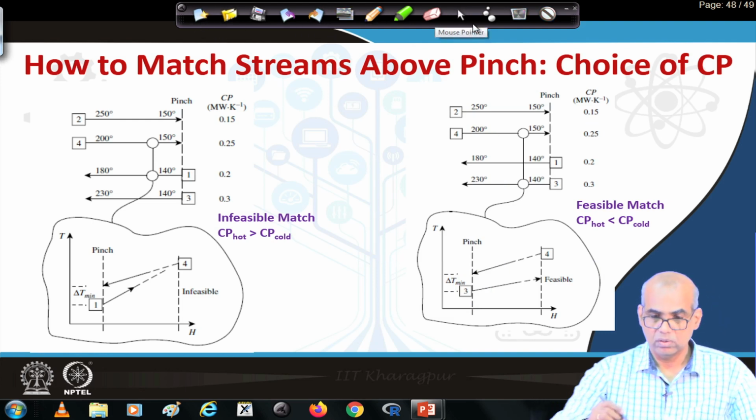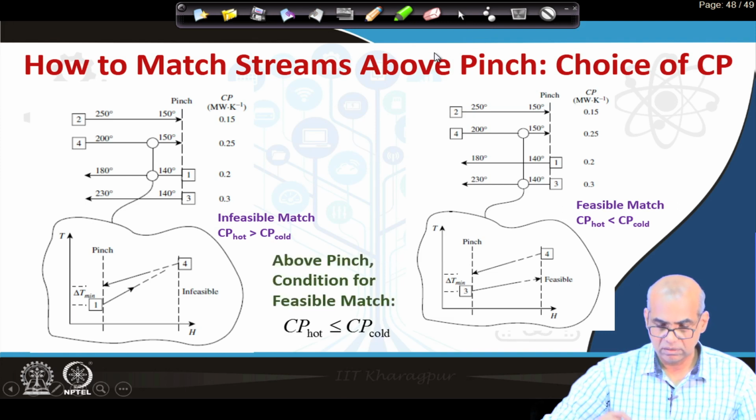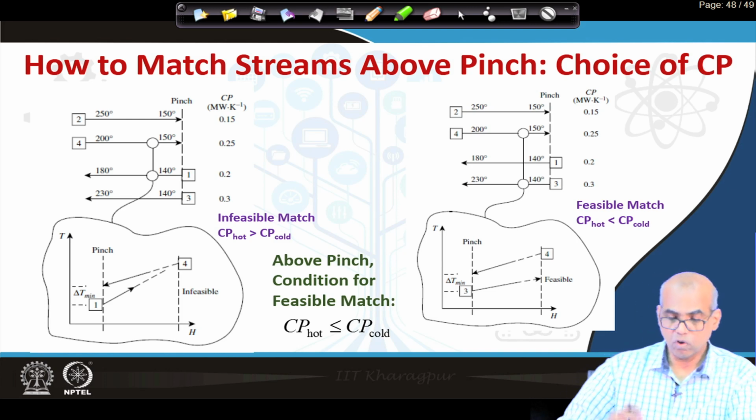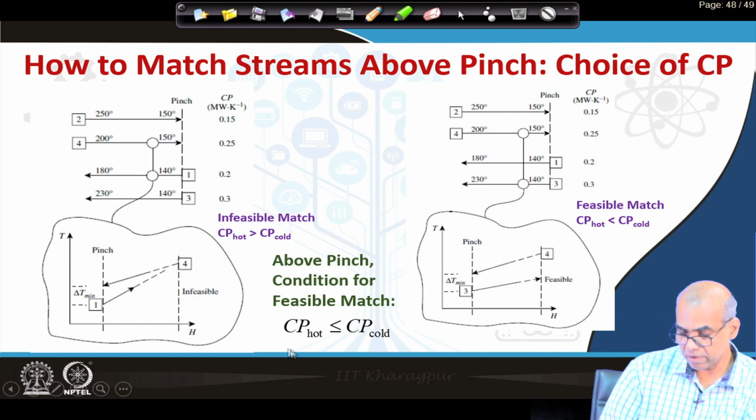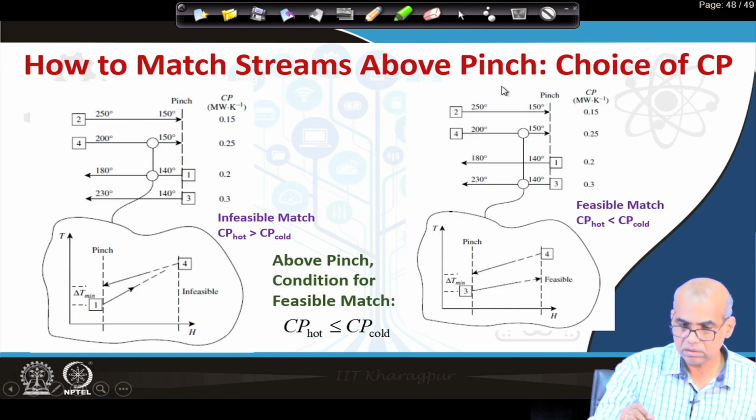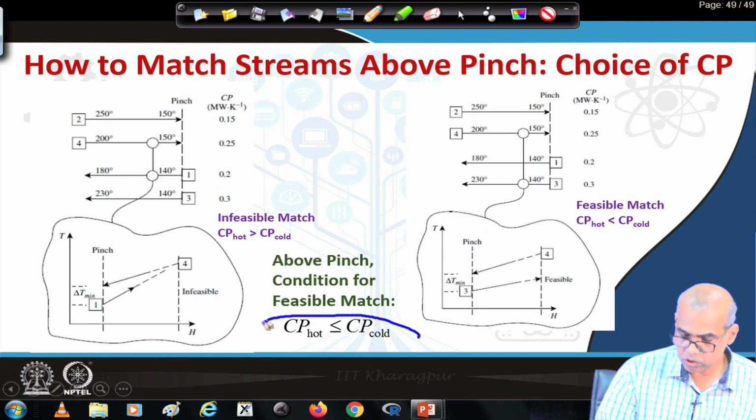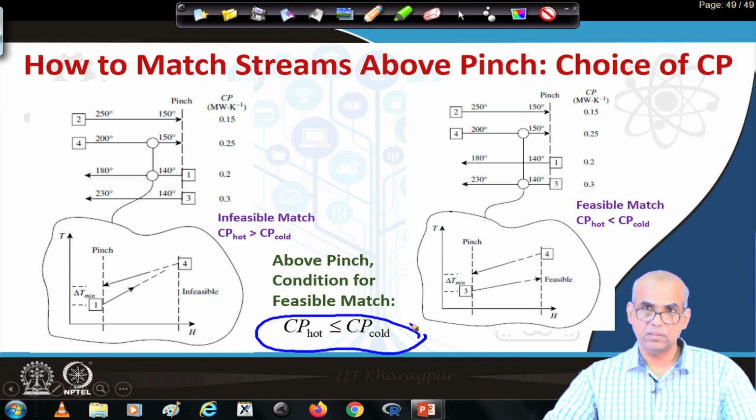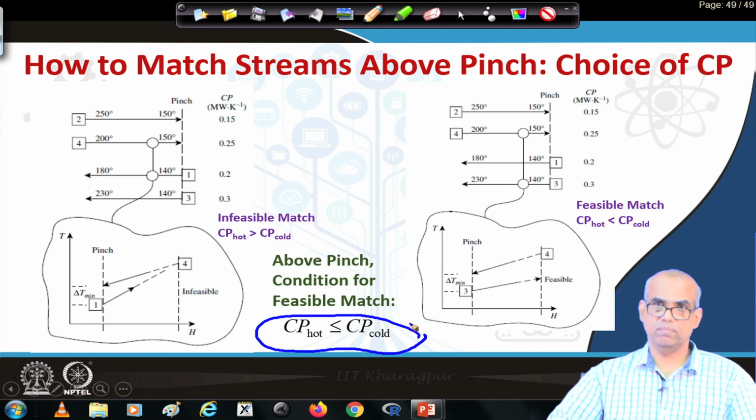So, the condition that we now set is that above the pinch, the condition for a feasible match is given by Cp hot should be less than or equal to Cp cold. So, above the pinch the condition for a feasible match is that the Cp value for the hot stream must be less than or equal to the Cp value for the cold stream.